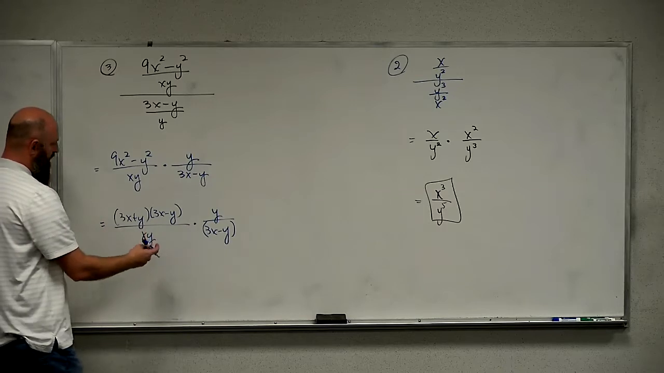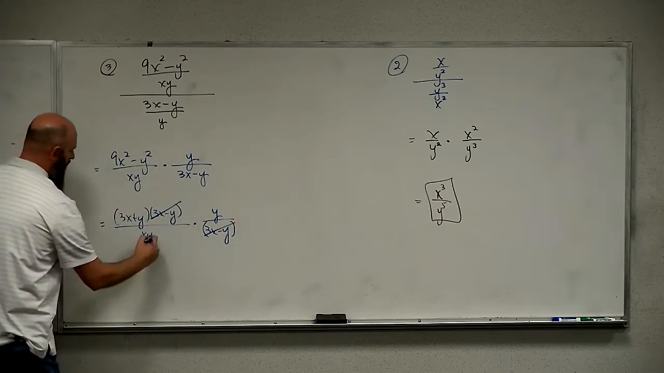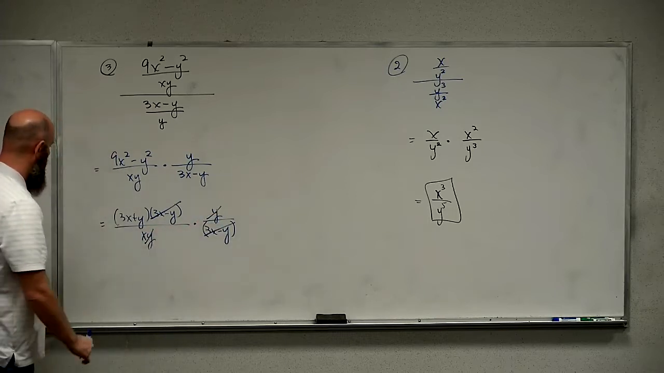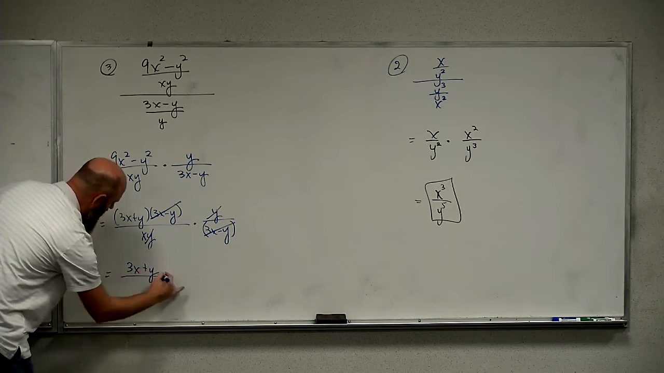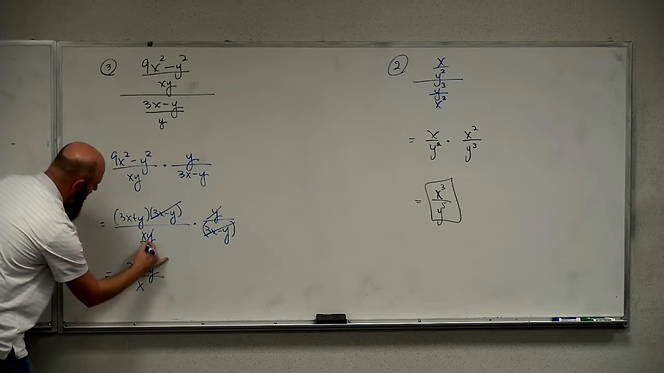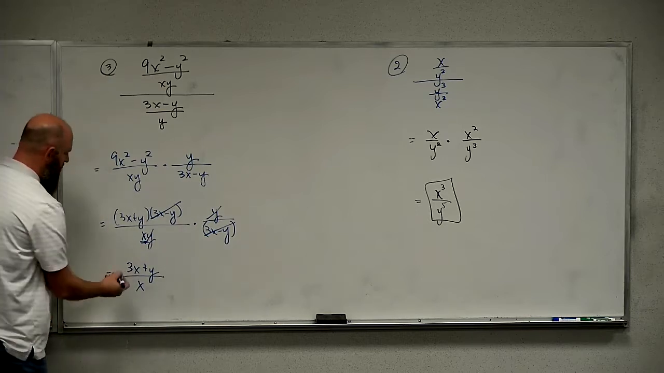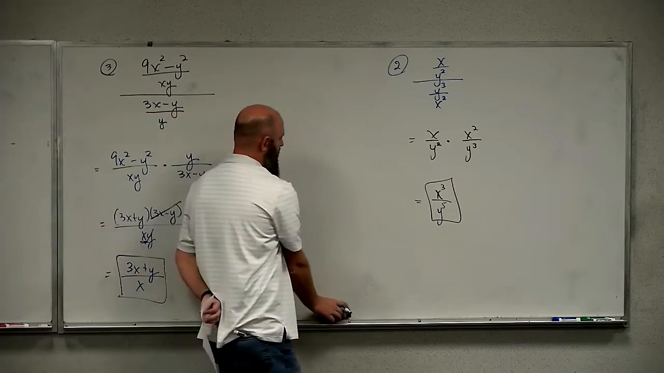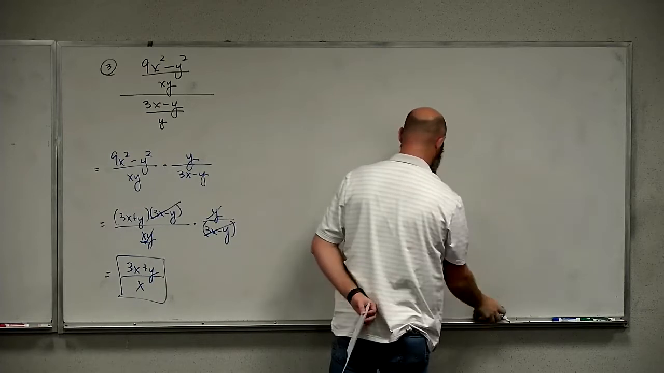All right, so now we want to eliminate. I see a 3x minus y on top and bottom. Also see a y by itself on top and bottom. And so that leaves me with 3x plus y over x. Don't forget about that x right there on those. There's nothing else. This does not reduce. And so that is my answer. Okay.